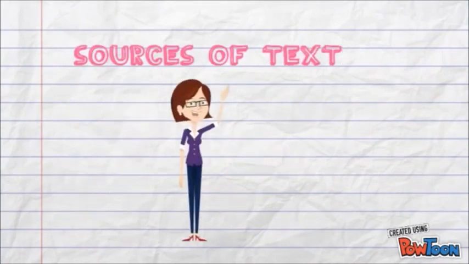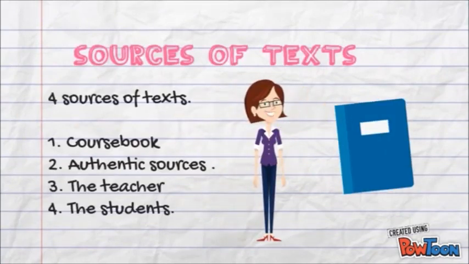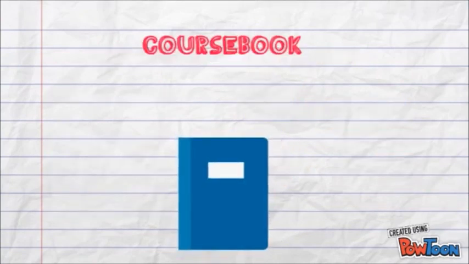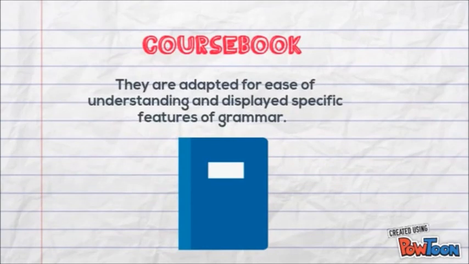Something important to know is where we can find good sources of text. The first one is the course book. The second one, authentic sources. The third one is the teacher. And finally, the students. The course book is a good source of text because the texts are adapted for ease of understanding and display specific features of grammar.